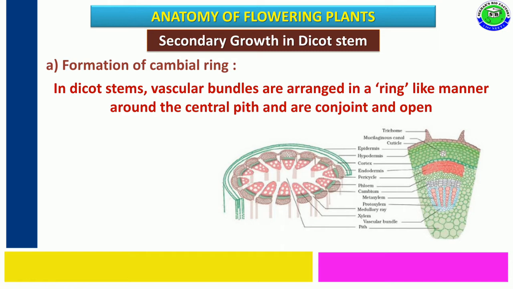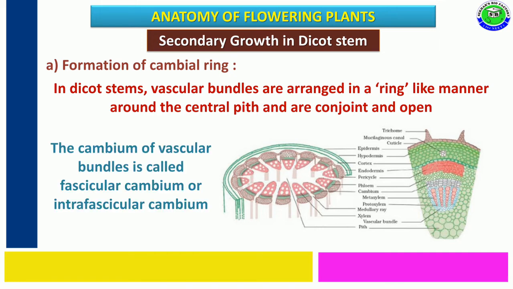In the structure of a dicot stem, the vascular bundles are present in the form of a ring. It is called eustele. These vascular bundles are present around the central pith, and every vascular bundle is conjoint and open type with cambium in between xylem and phloem tissues. The cambium of vascular bundles is called fascicular cambium or intravascular cambium.